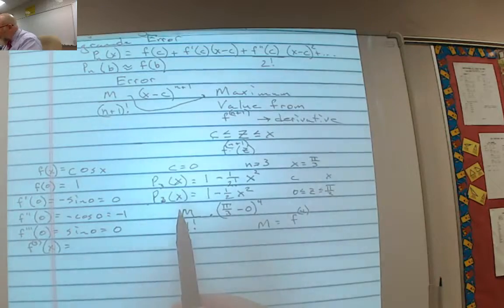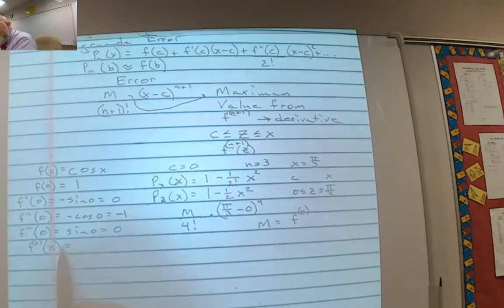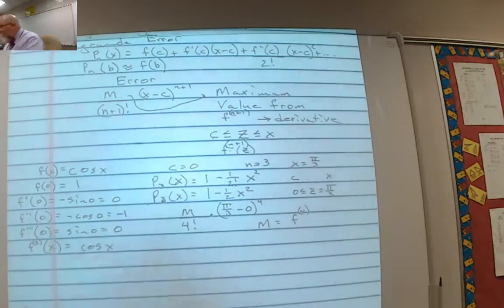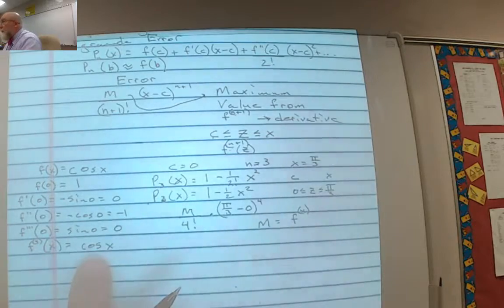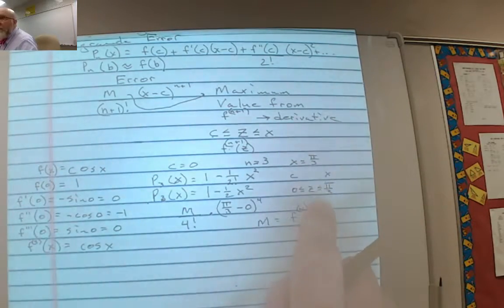Okay? So what's the 4th derivative here? Is it cosine? Okay. What's the maximum that could be? 1, correct? Because sine and cosine oscillate between 1 and negative 1. So the biggest it could be is 1. Now notice 1 is not in this interval, is it? Maybe it is. Pi divided by 3 is greater than 1, isn't it? So 1 is in that interval, isn't it? Right? Yeah.